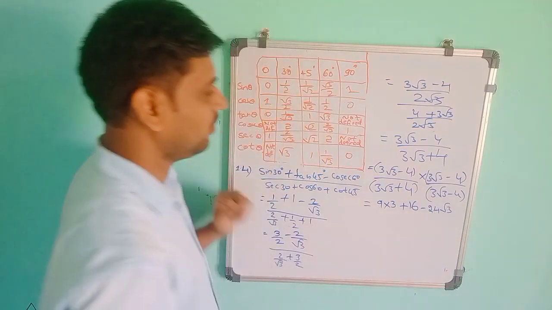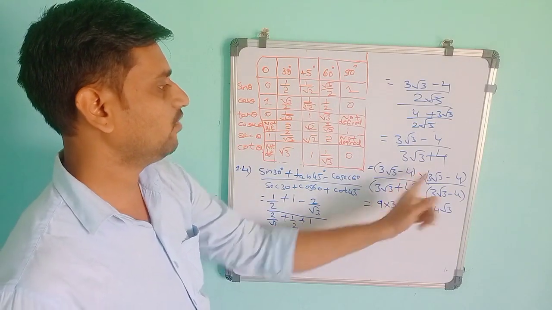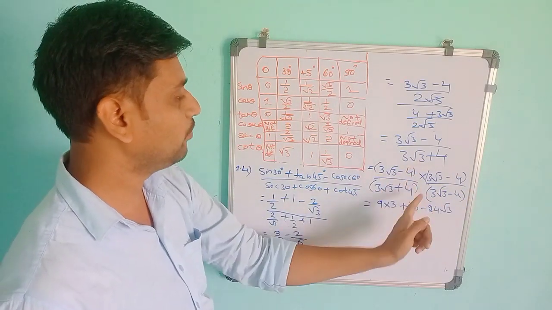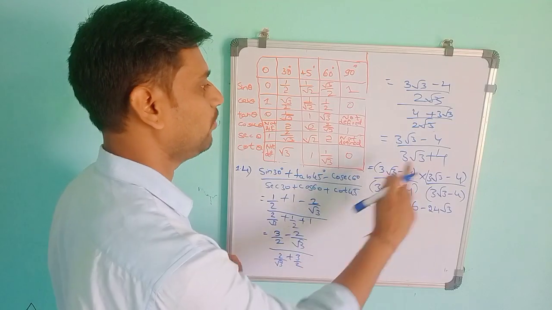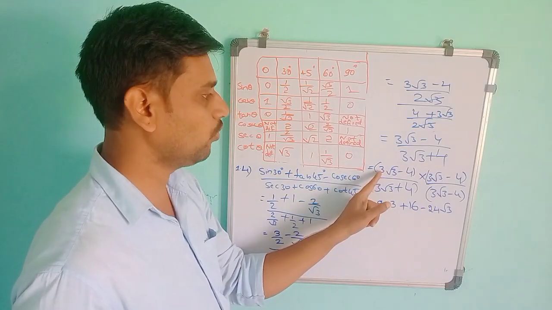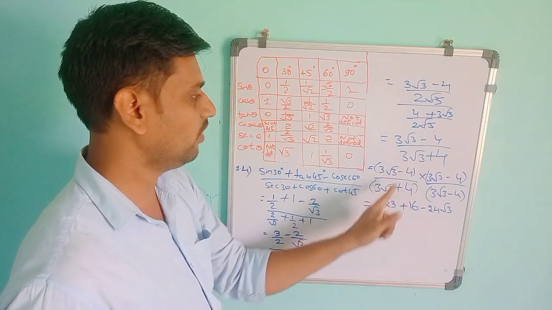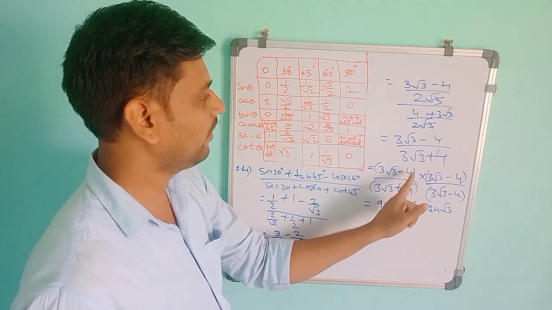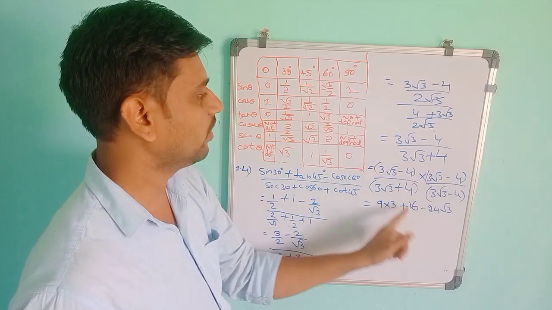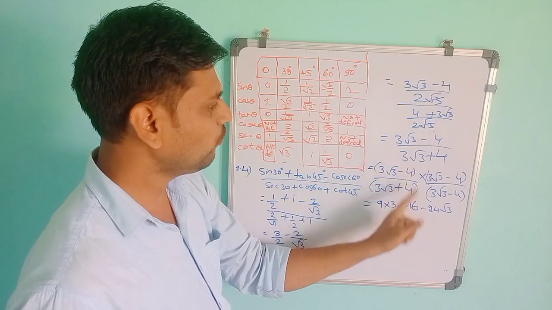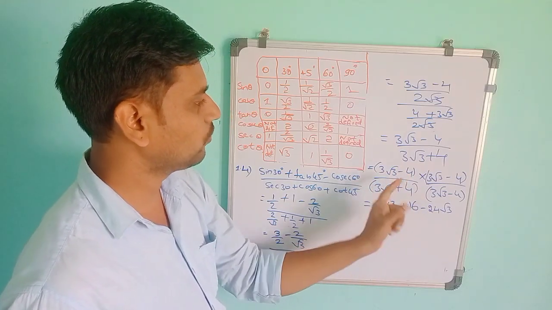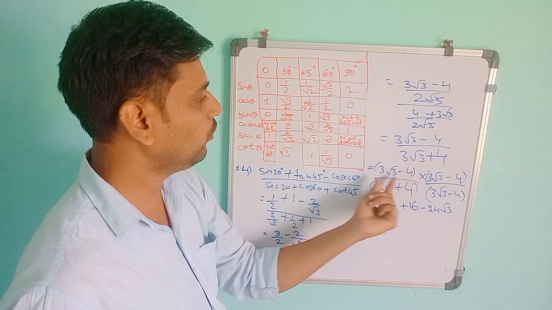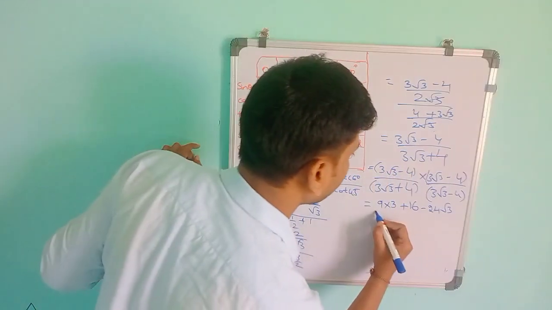Why minus? Because minus is there. So it is like a minus b whole square: a square plus b square minus 2ab. So a square is 3 root 3 whole square. 3 square is 9, root 3 square is 3, so 9 into 3 is 27. Minus 4 into minus 4 is 16. Then 2 into 4 is 8, 8 into 3 is 24 root 3, because it is 2ab, 2 into a into b. So 24 root 3 divided by this one.